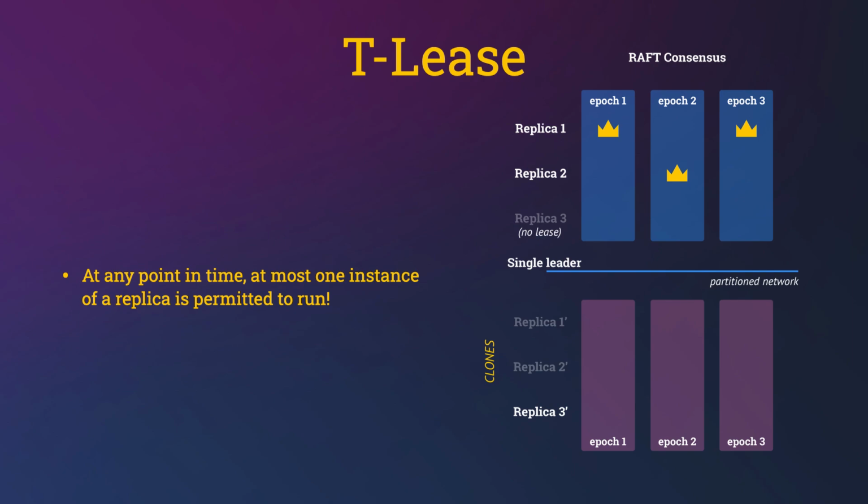So in this case, when we have trusted leases, we can make sure that only one of them can get a lease. And say in this case, we have replica 1 and 2 having a lease, and replica 3 prime has gotten the lease. And since we have a partitioned network, replica 1 and 2, they don't talk to replica 3 prime. And so in this case, the blue replicas actually can continue and take their decisions.